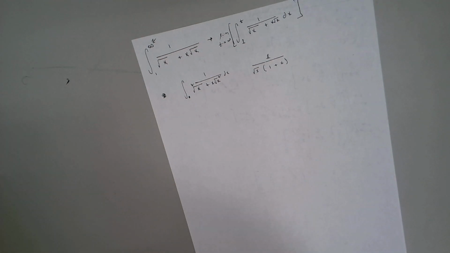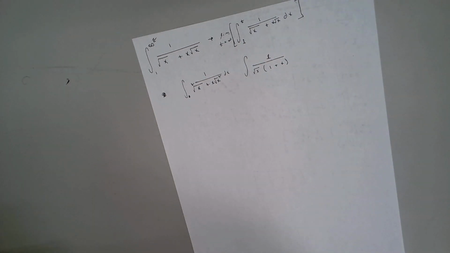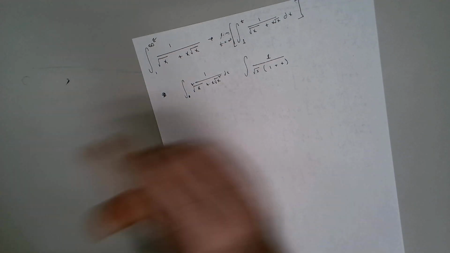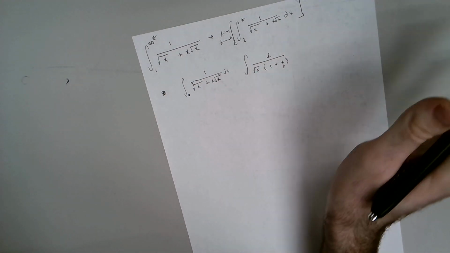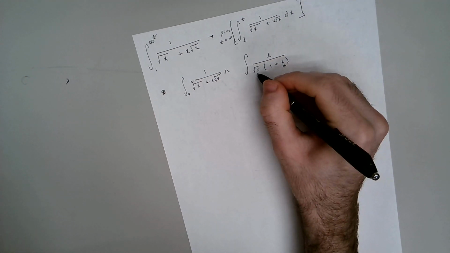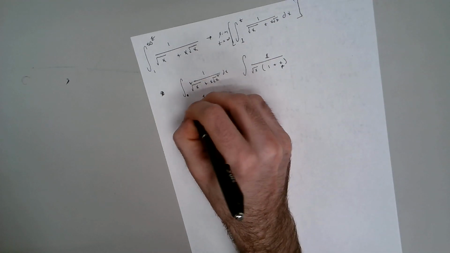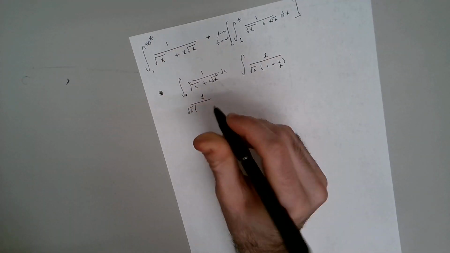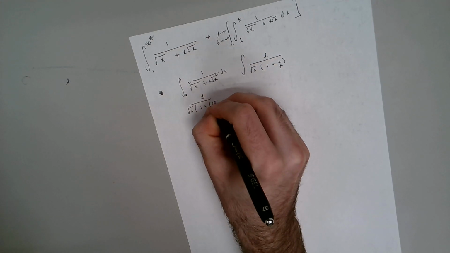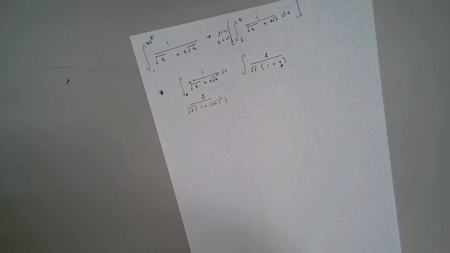This 1 over 1 plus x looks kind of similar to what we might have for an arctangent, except this x isn't squared. However, this x here is the square of the square root of x. So maybe we can say 1 over the square root of x, times 1 plus the square root of x, squared. That might get us somewhere.